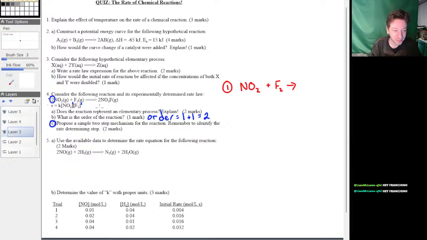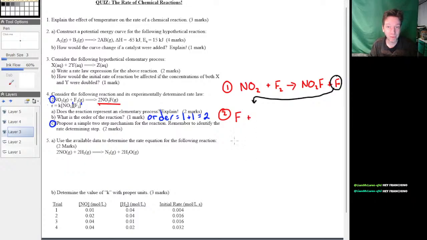And then what we're going to do is we're going to try and create as many of our products as we can. So notice we can create an NO2F, but we can only create one of them. Okay, we have another F left over, so I'm just going to go plus F. And then whatever we have left over, which is this F here, we're going to pull that down into our second step. So our second step we'll start with whatever we had left over, and then we're going to add whatever we didn't use from this original equation in step 1.